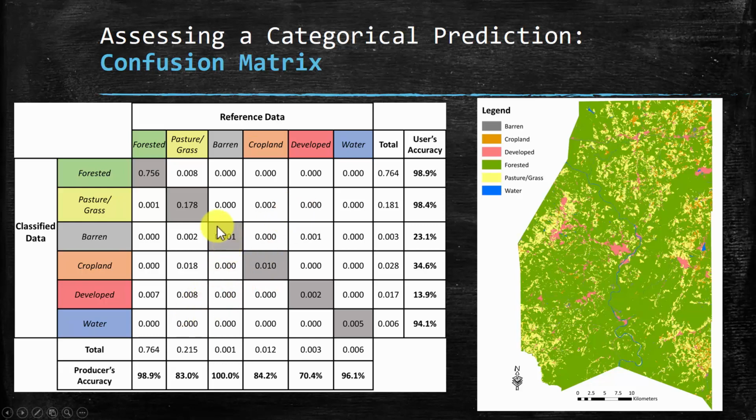So these ones were pasture grass, but they were incorrectly called forest. Let's see, where do we see some error? This one. So these ones were pasture grass, but they were incorrectly called developed instead. These ones were pasture grass, but they were incorrectly called cropland.